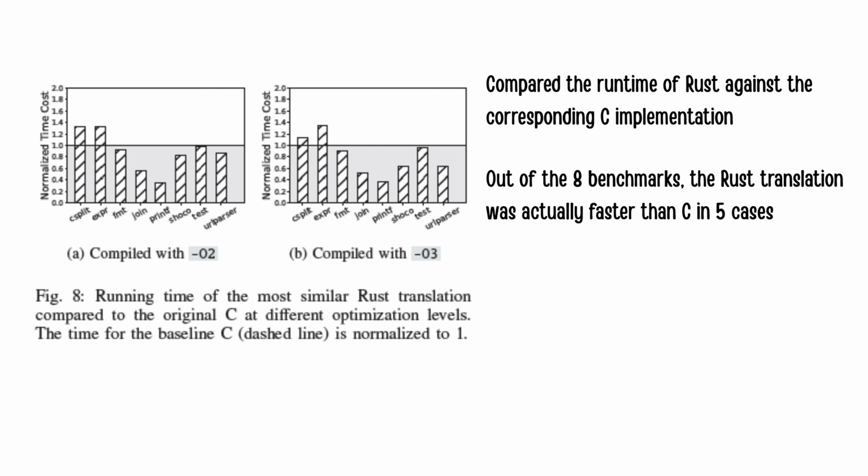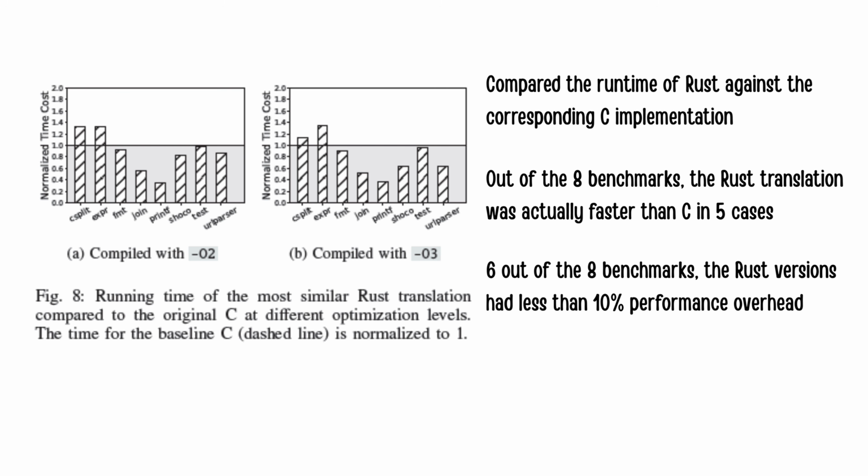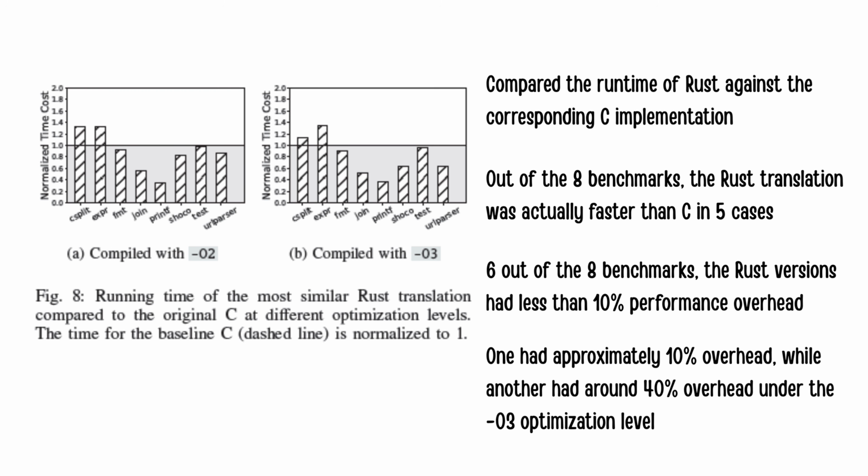Out of the 8 benchmarks, the Rust translation was actually faster than C in 5 cases. For 6 out of the 8 benchmarks, the Rust versions had less than 10% performance overhead. Only 2 benchmarks showed more significant overhead. One had approximately 10% overhead, while another had around 40% overhead under the O3 optimization level. So, while there are cases where Rust is slower, the majority of the translated programs stayed remarkably close to the performance of their C counterparts.